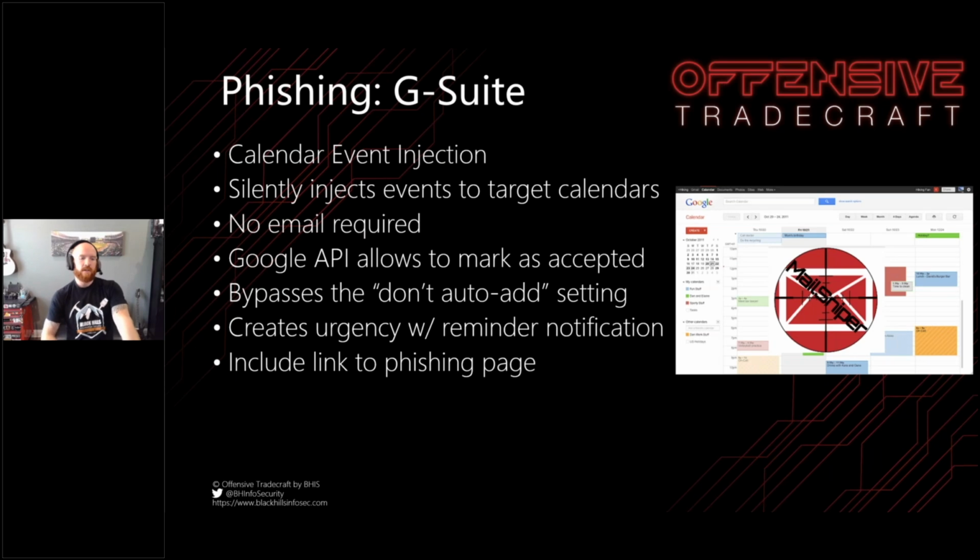So calendar event injection, we talked about this briefly a little bit ago. This is something that Mike Felch and I worked pretty heavily on a couple years ago. Basically, the gist is that you can inject calendar events into Google Calendars. So from a phishing perspective, this allows us to make an alert pop up on your phone, which is kind of a different attack.